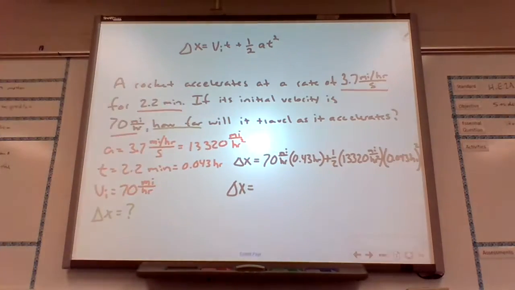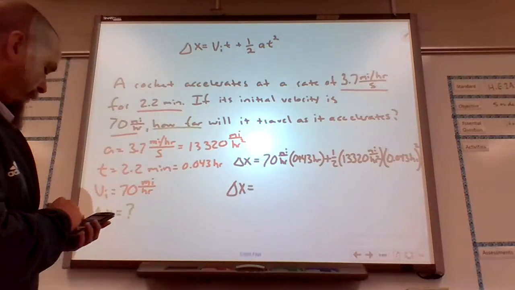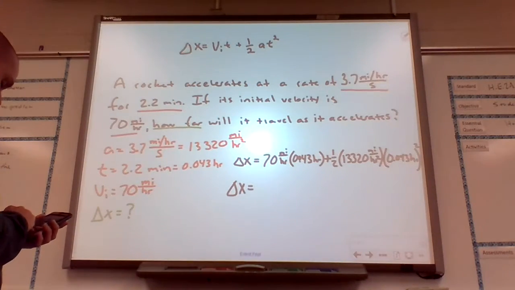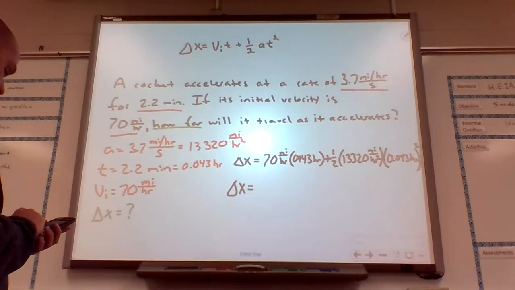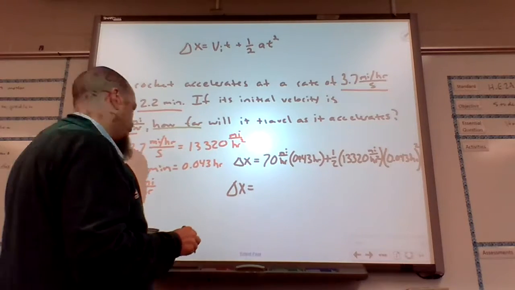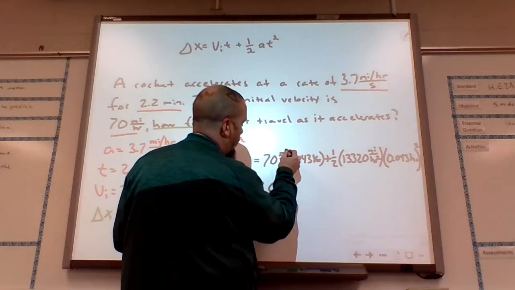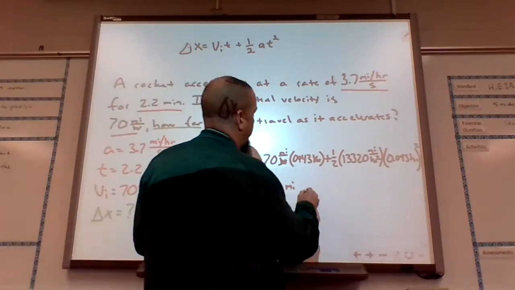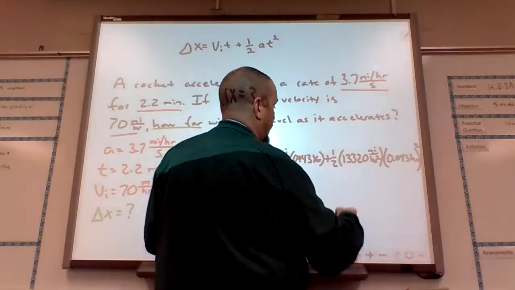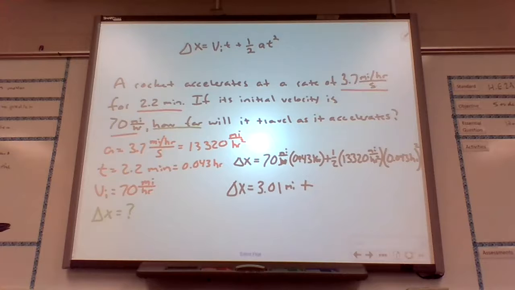So 70 times 0.043. It's 3.01. And what happens is the hours cancel and all we're left with is miles. Plus 1/2 13,320 times 0.043 squared. So 0.043 squared, I always do that first.